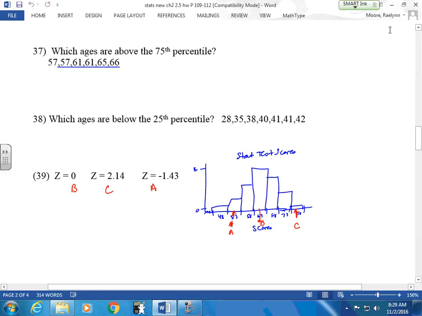Quartile 1 is your 25th. Think of money. 1 quarter is worth 25 cents, 25th percentile. Quartile 2, that's your median. That's half of your data. That's 50 cents, 50th percentile. Quartile 3, 3/4, that's the 75th percentile.